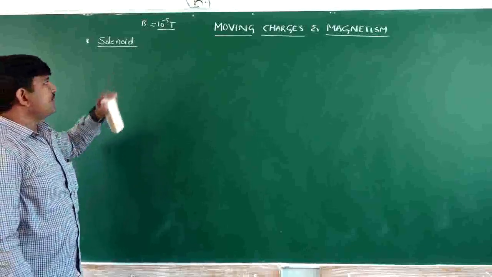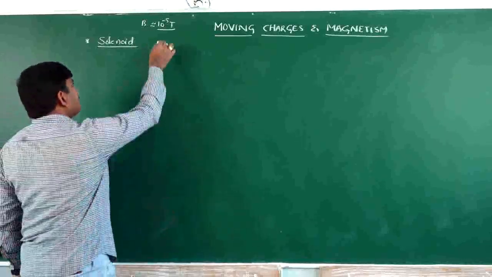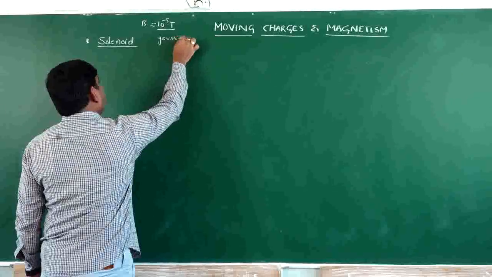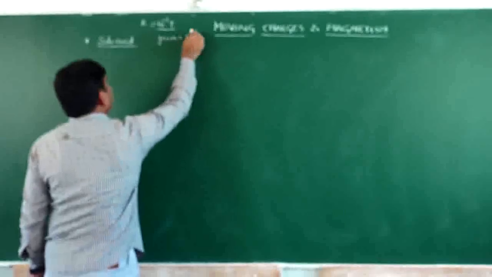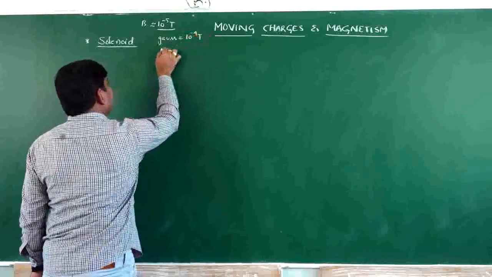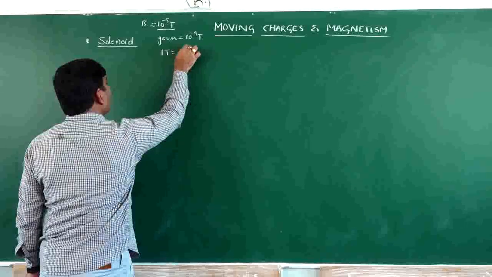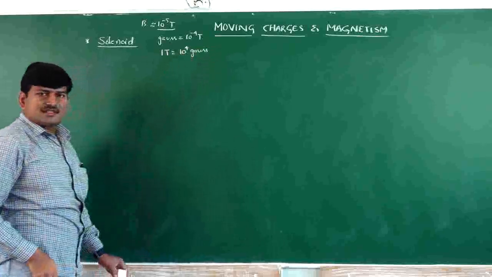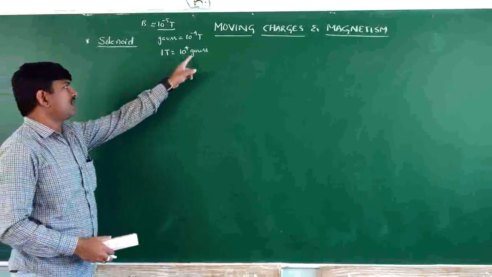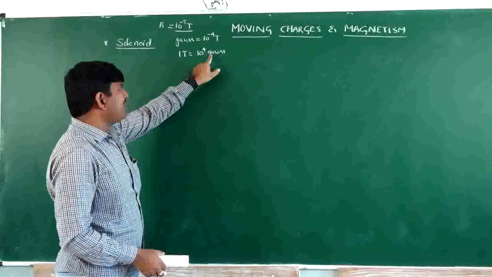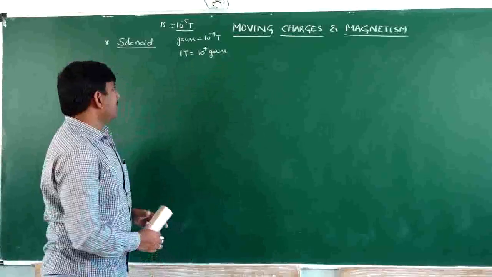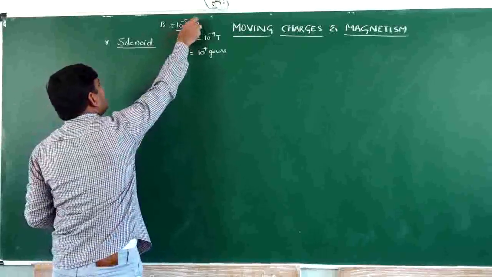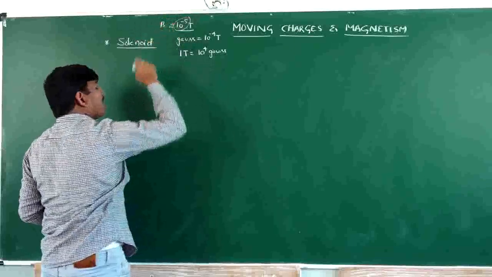Tesla is the SI unit of magnetic field, and the CGS unit of magnetic field is Gauss, G-A-U-S-S. 1 Gauss is equal to 10 to the power of minus 4 Tesla, or 1 Tesla is equal to 10 to the power of 4 Gauss. Gauss is the name of a scientist. In order to respect him, we take his name as the unit for magnetic field, and it is the CGS unit. So Tesla is a practically larger unit, and the magnetic field produced by the earth is of the order of 10 power minus 5 Tesla.